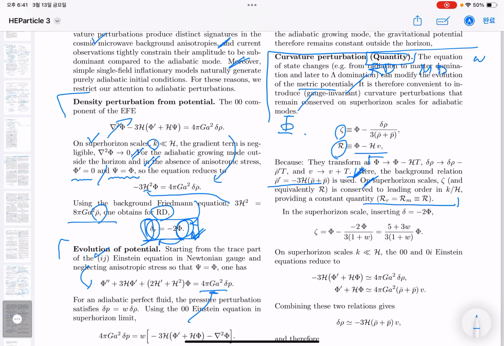So for the Xi, and for the superhorizon and the radiation dominant era, delta follows minus 2 capital Pi. So the Xi can be written in terms of the metric potential and the equation of state omega. So the relation between the Xi and the scalar potential capital Pi has a factor which is represented by the equation of state w. And for those, again, we can use the Einstein equations again.